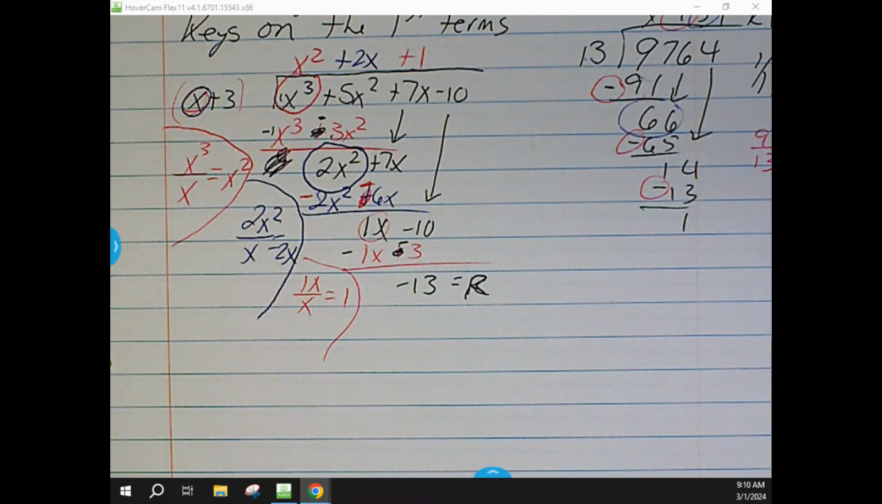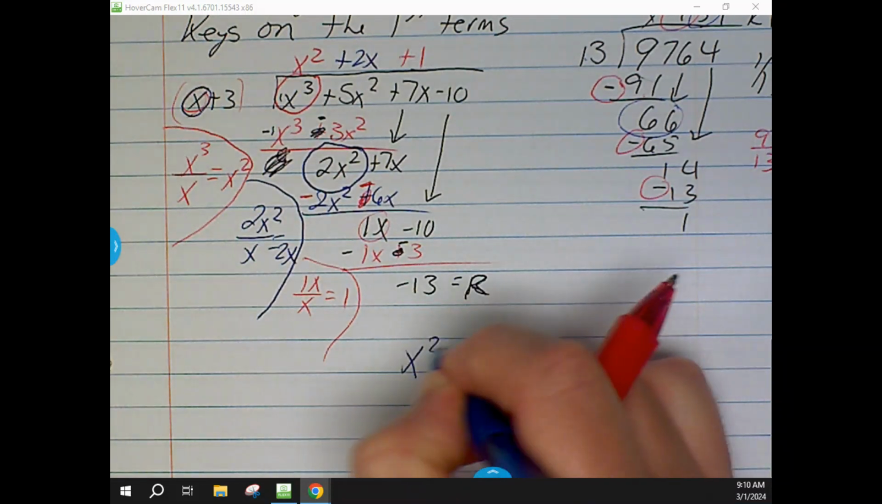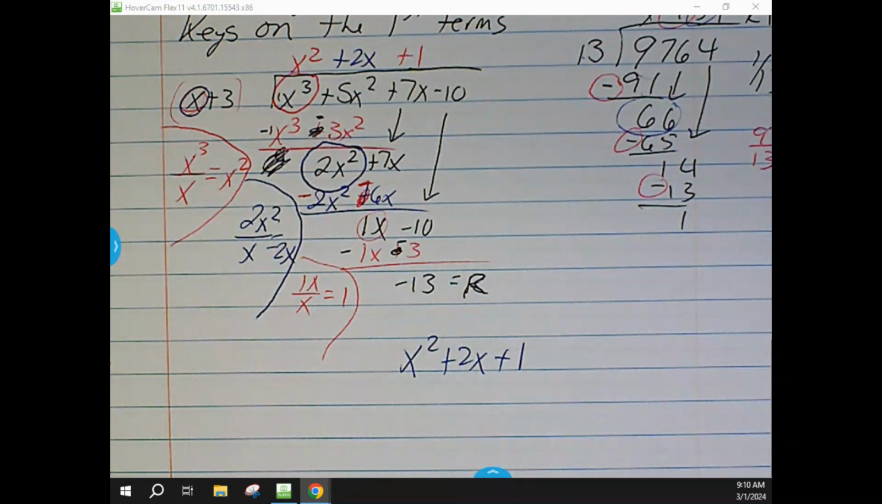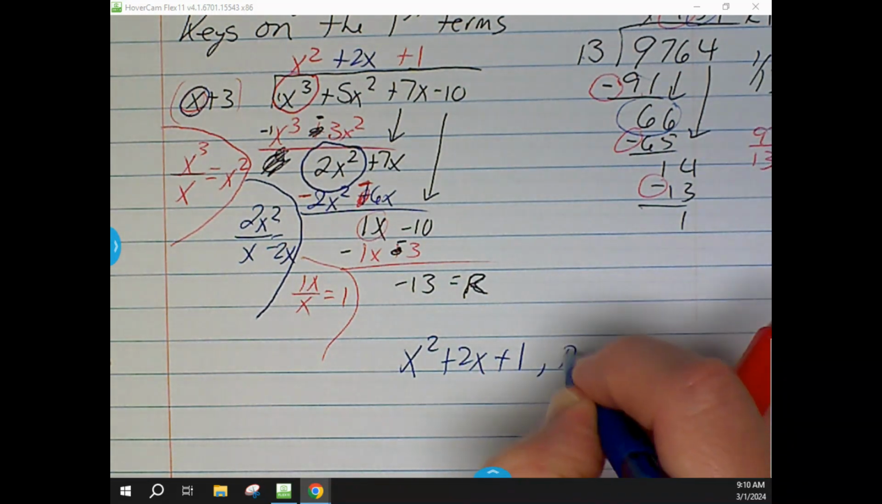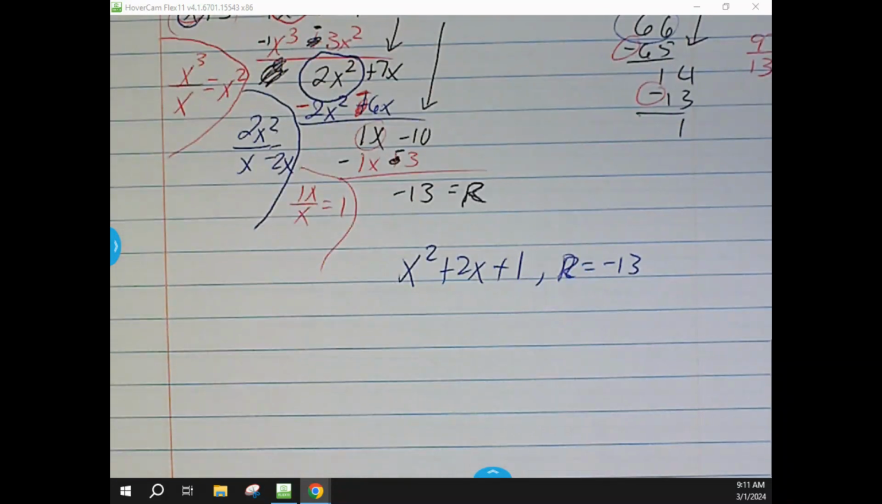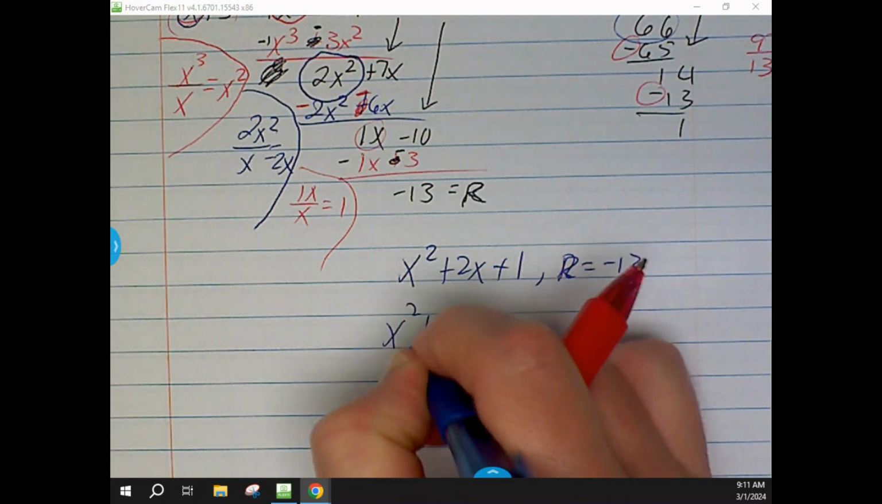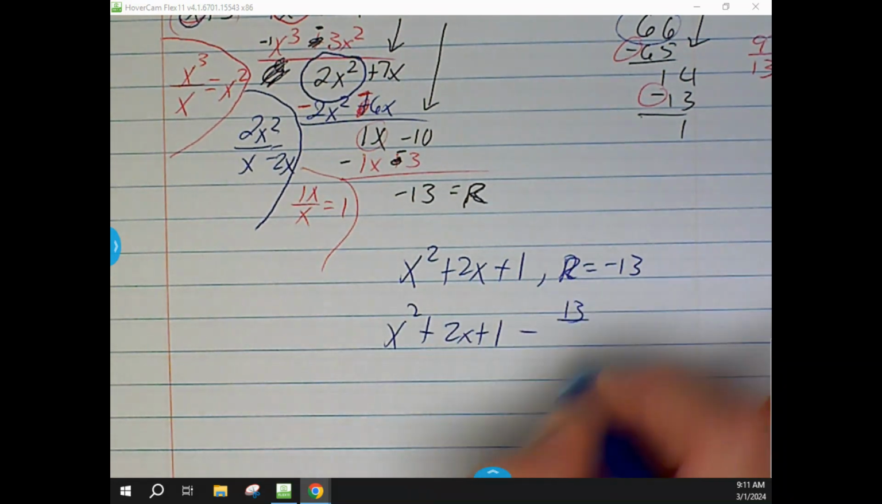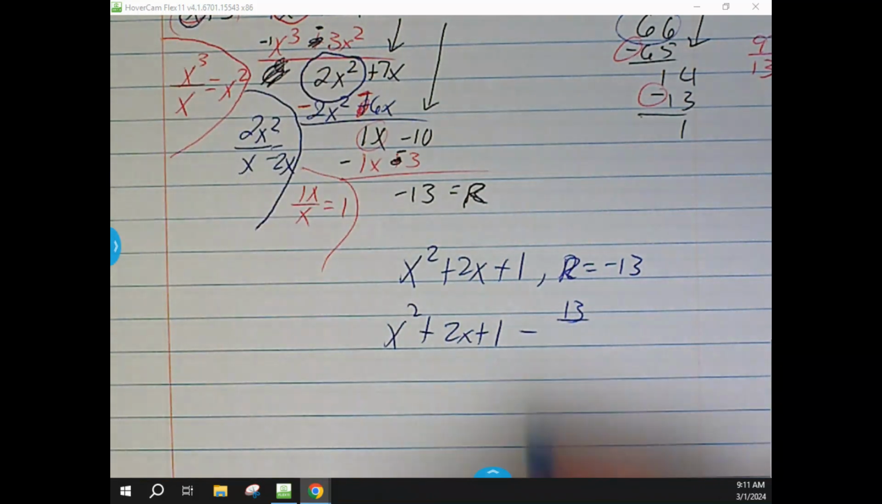So your final answer, if you write it out together, is x squared plus 2x plus 1. And you can either write the remainder, comma, remainder equals negative 13. You can also write that remainder as a fraction. So it could be x squared plus 2x plus 1 minus 13 divided by the x plus 3 that we had back up here.